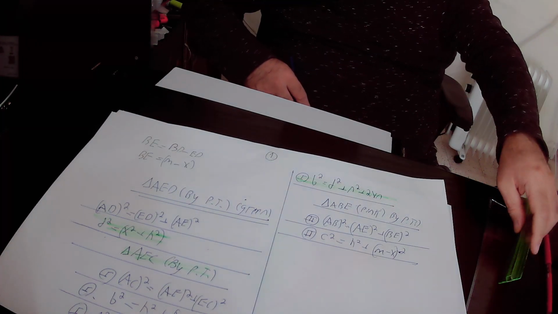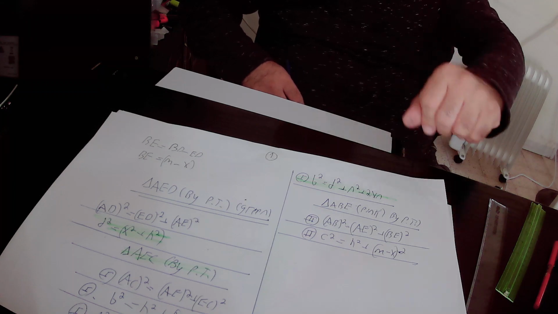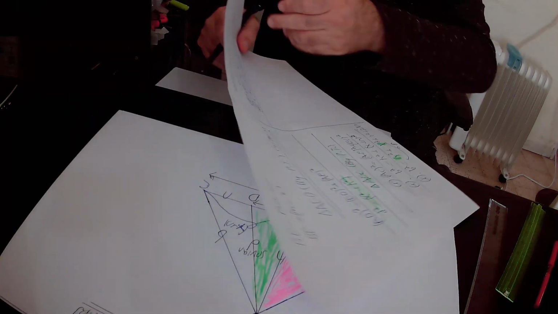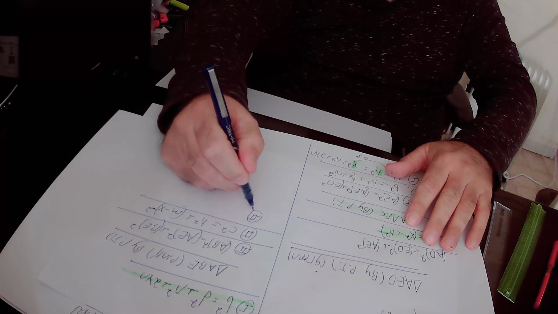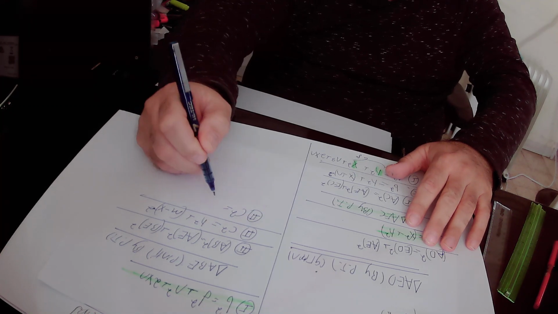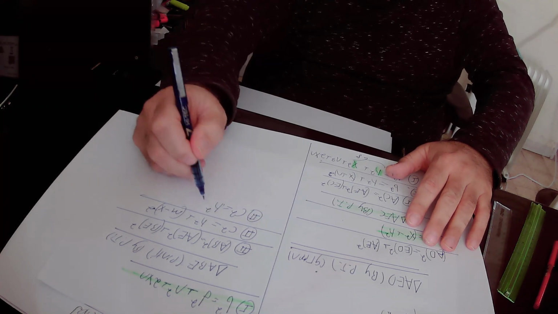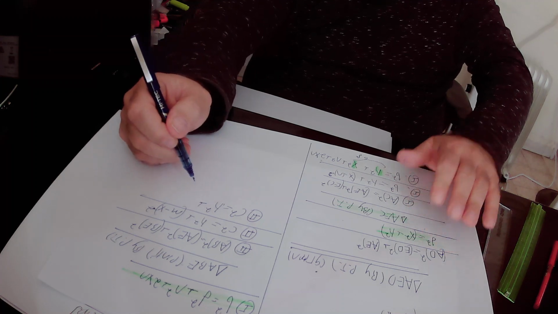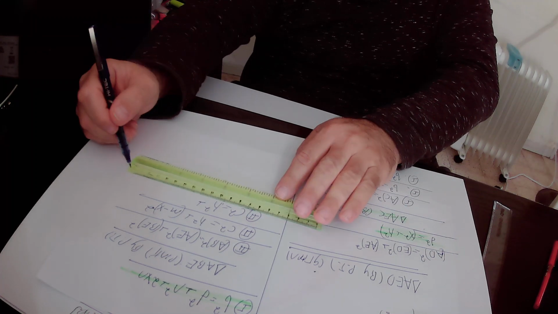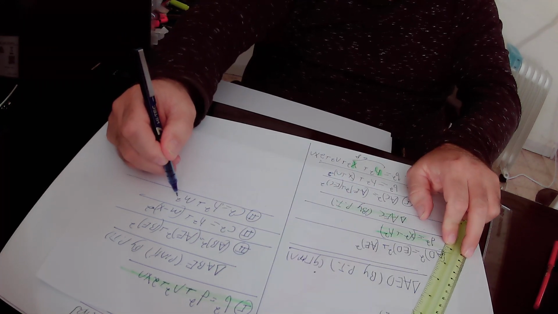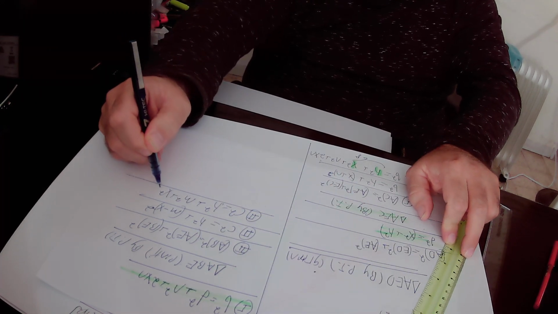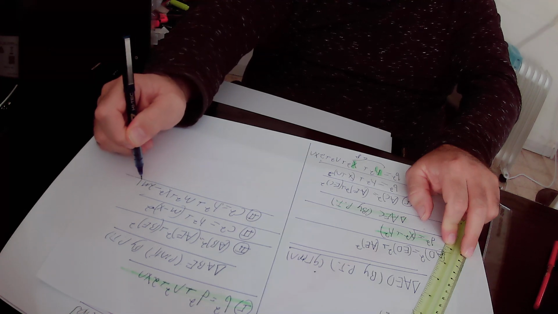So here we open the brackets on this side of equation number 2, and we get that c squared equals h squared plus (m minus x) squared, which equals m squared plus x squared minus 2 times mx.